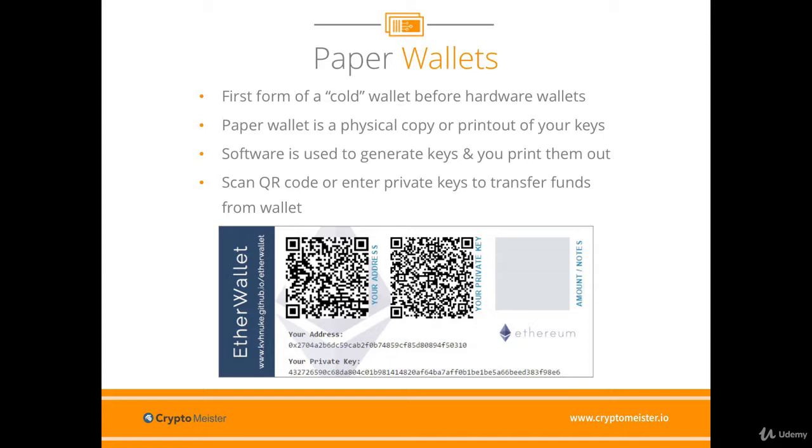The document that you print usually has a QR code on it so that it can be easily scanned to complete a transaction. To transfer coins to your paper wallet, you transfer the funds from your software wallet to the public key in your paper wallet, either by scanning the QR code or manually entering the private keys. To transfer coins from your paper wallet, you do this in reverse, and this process is called sweeping.